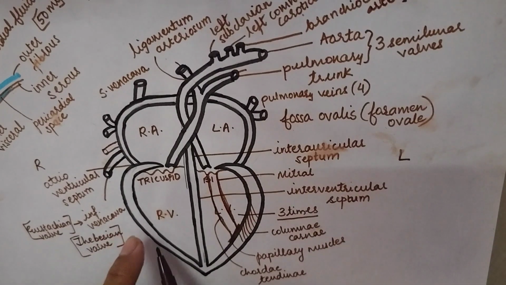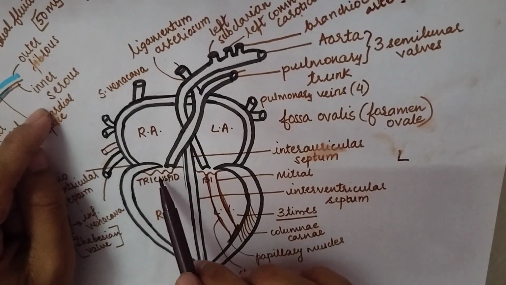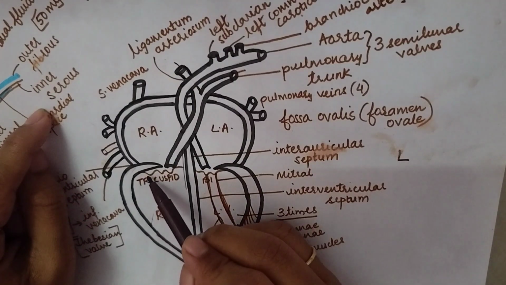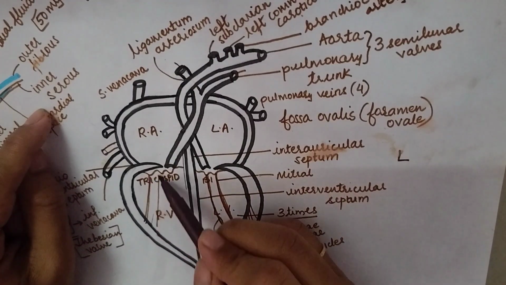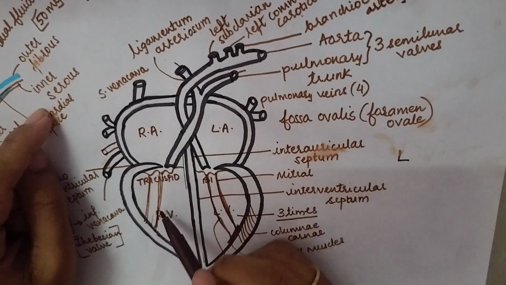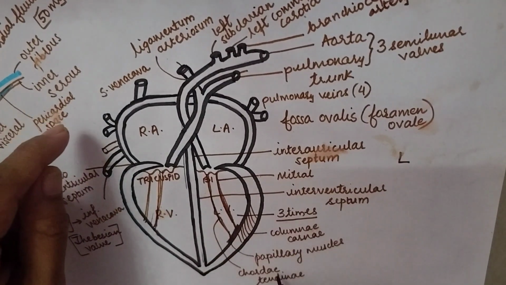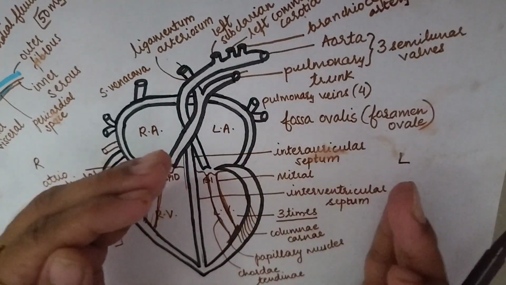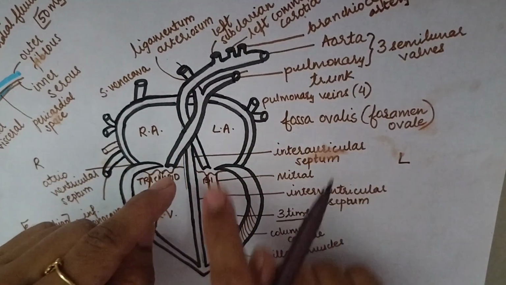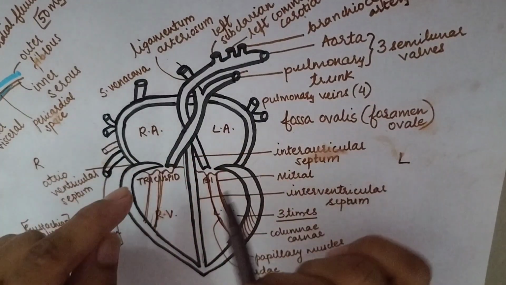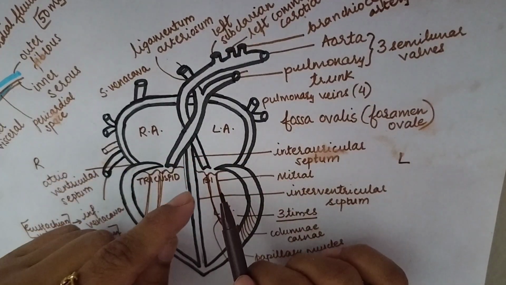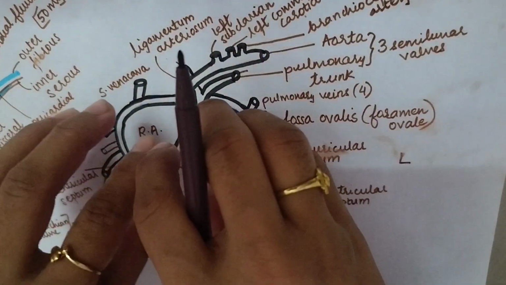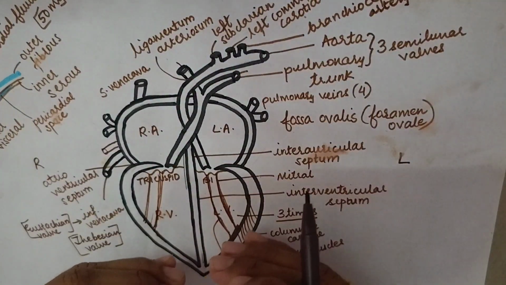Similarly, on the right side also, these three cusps will be connected to the papillary muscles of the ventricular wall. Okay, so here also you will have connections. These thread-like structures are nothing but the chordae tendineae. As soon as the ventricle relaxes, these thread-like structures will be stretched, and the tricuspid and bicuspid valves, as soon as the threads are stretched, will open and the blood from the atria will flow into the ventricles.